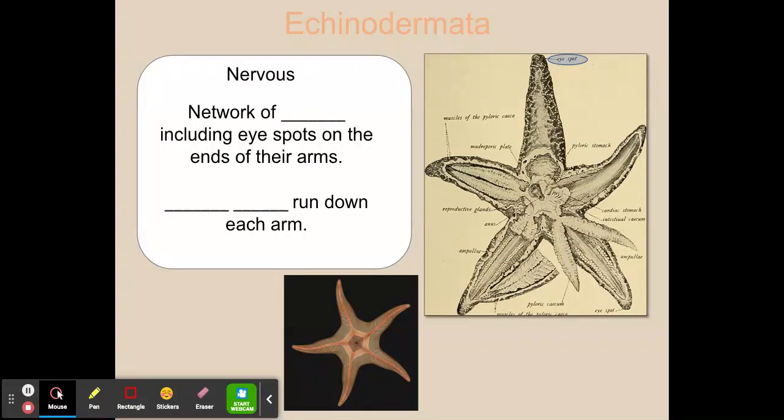Now, these organisms that we discussed have radial symmetry so they can sense things all around them, but they are a bit more complex than our cnidarians. Like I mentioned, they have a complex network of nerves that include eye spots at the end of each of their arms. So this enables them to sense things from all around them. They have nerve cords that run down each arm that will send messages from the eye spots to the sea star to the water vascular system, which will help control the movement.